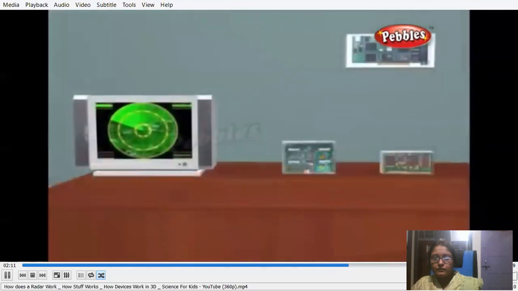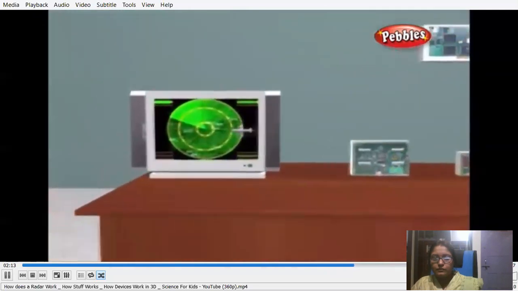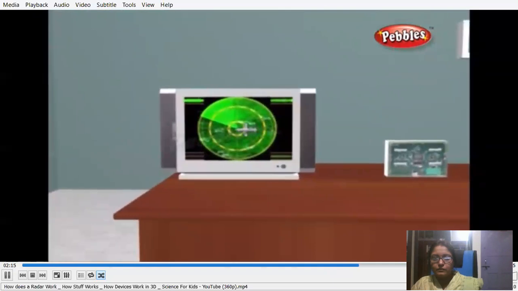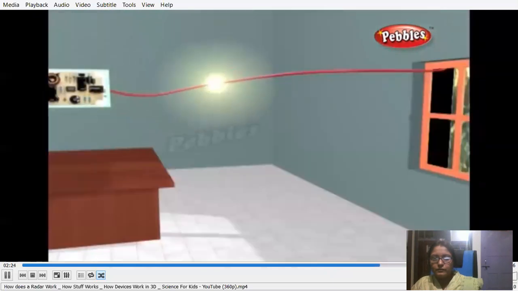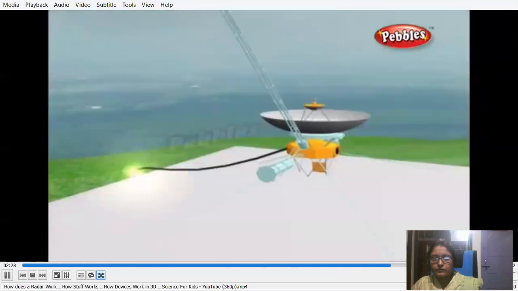Using radar, an operator can see any nearby ships or planes, where they are, how quickly they are traveling, and where they are heading. There's one more important piece of equipment in the radar apparatus. It's called a duplexer, and it makes the antenna swap back and forth between being a transmitter and a receiver.